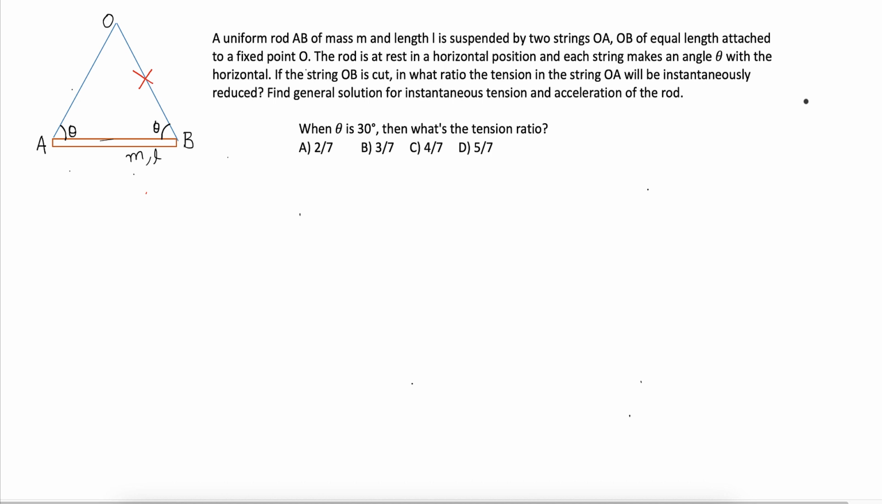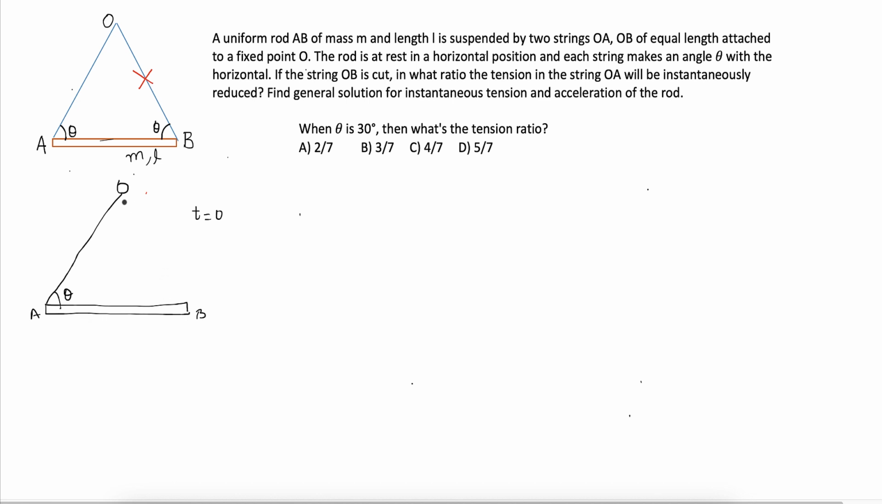As it is shown here, there is a rod AB, and at some time t equal to 0, the string OB has been cut. So now the entire rod is hanging through OA. OA makes angle theta to AB.